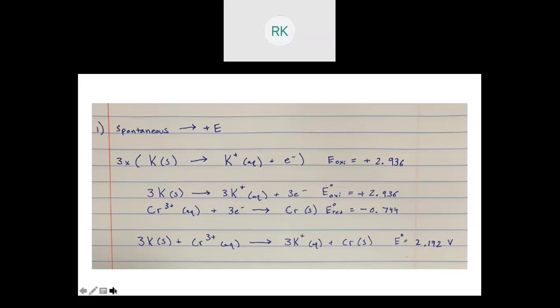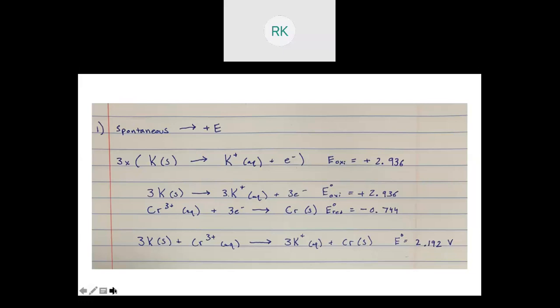And that is a huge component of electrochem. When you multiply an equation by a coefficient, it actually does not change your E value. Okay, that's a very, very common mistake. So definitely note that. So you'll notice it just remained at positive 2.9 or so.